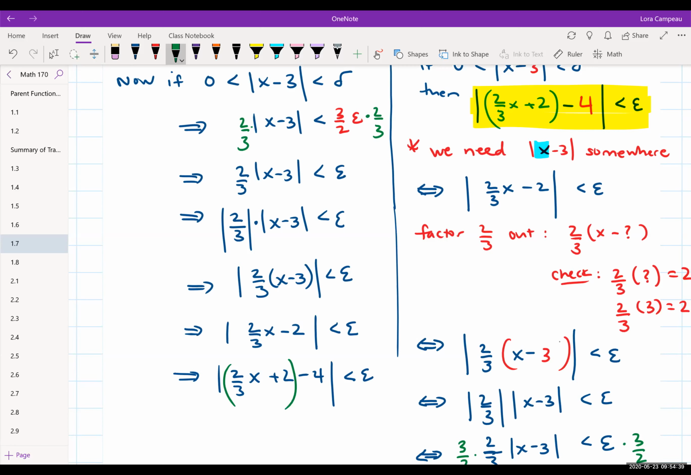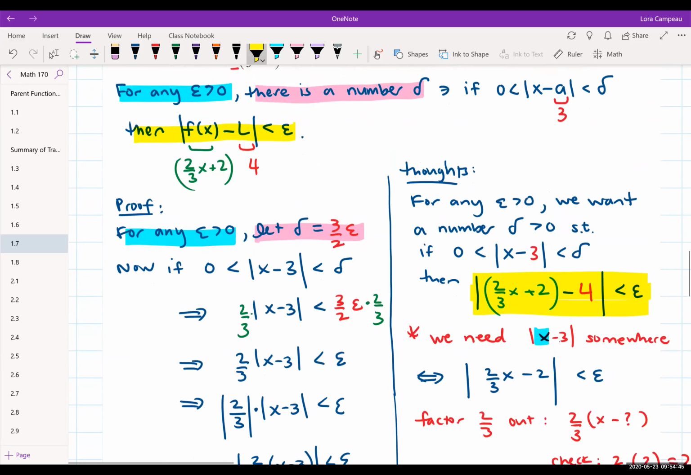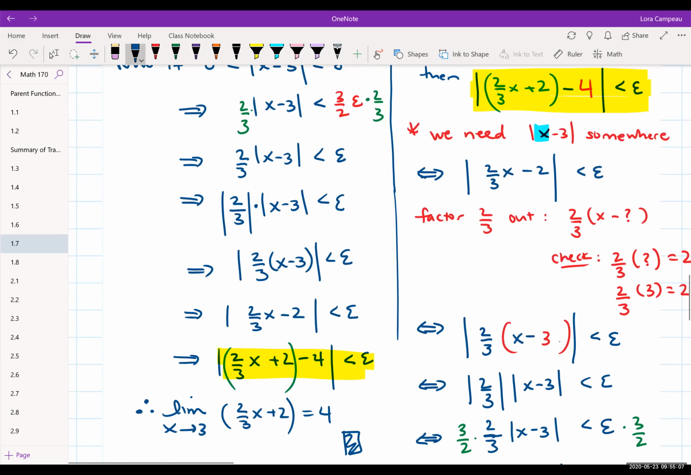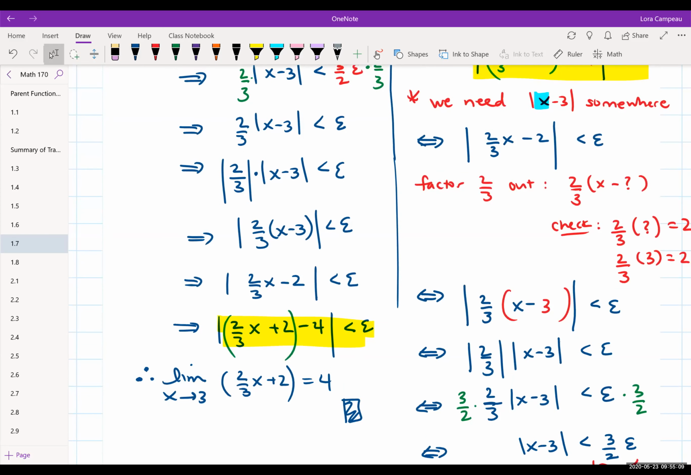So once you have that statement, you have shown the conclusion. And once you show that conclusion, you are now allowed to finally finish off the proof by stating that you have just shown the limit as x approaches 3 of 2/3 x plus 2 is equal to 4. And that is the end of your proof. I'll pause. It's significant.